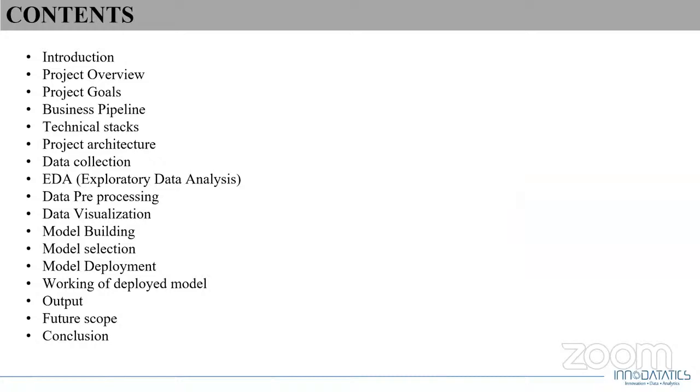The overall content of the project will cover introduction to agriculture, project overview and goals, business pipeline, technical stacks, that is tools and techniques which we have used in the project, architecture of the project, data collection, and EDA. EDA is about exploratory data analysis, data pre-processing and visualization, model building, selection of model and deployment of the model, working of deployment model. Then we have an output to show how the model predicts the crop, future scope of the project, and finally conclusion of the project.